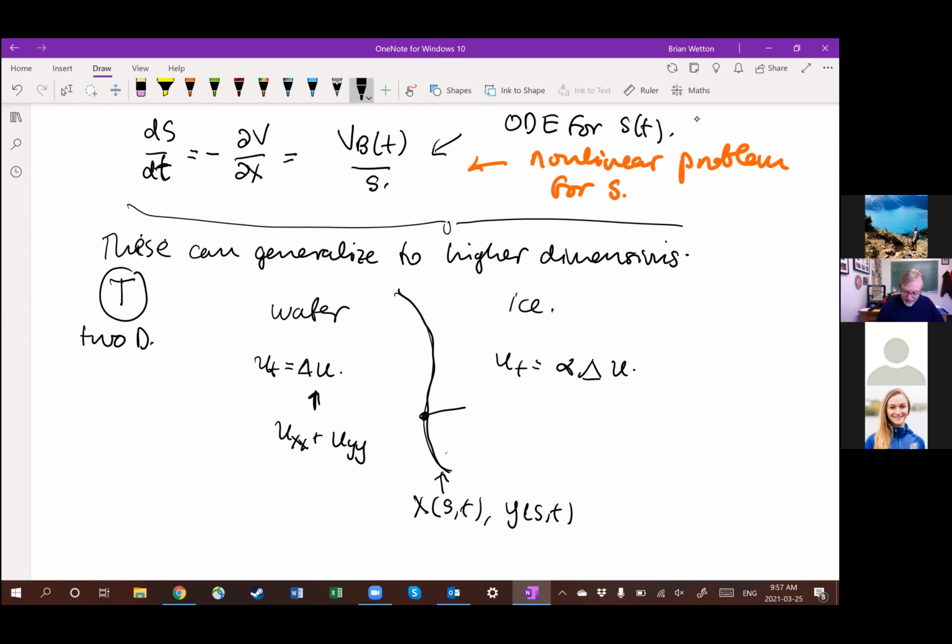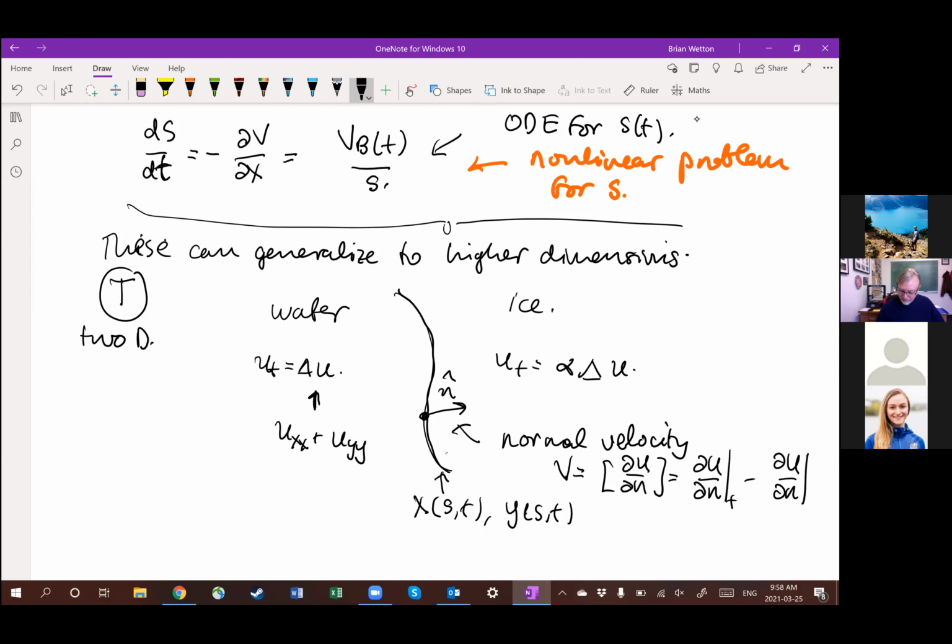I'm going to have a normal direction, and the normal velocity of the interface is given by the jump in the normal derivatives. So you have a normal velocity given.